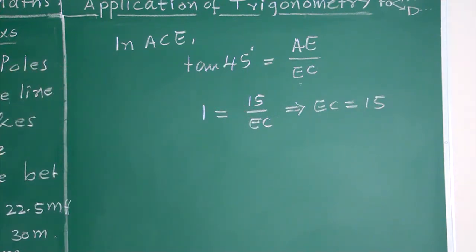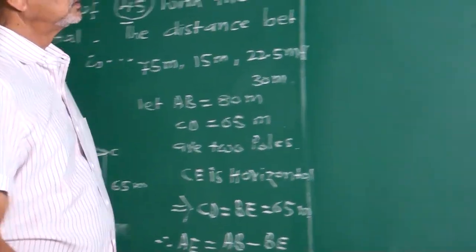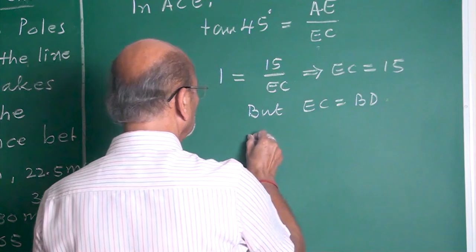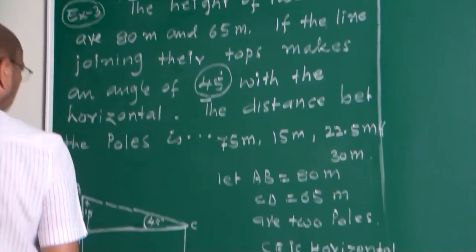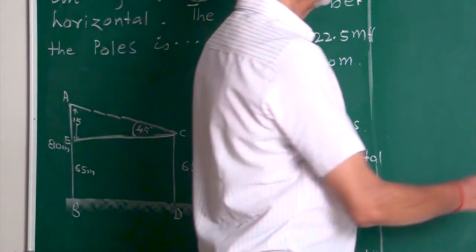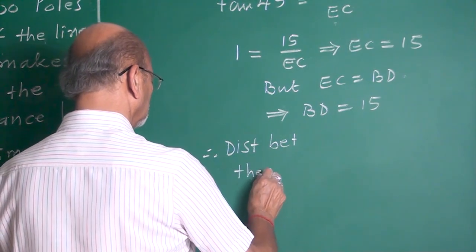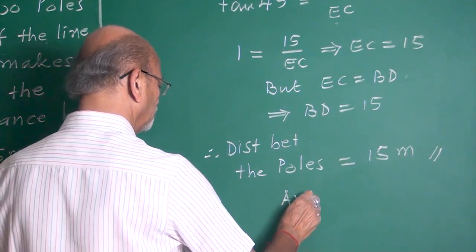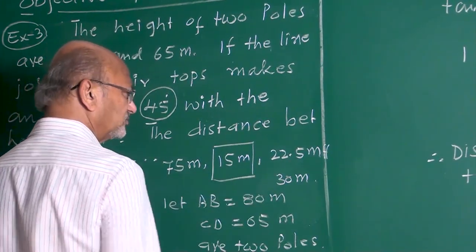But what is EC? EC is nothing but BD. This gives, my friend, the value of BD is 15. BD is the distance between the poles. Therefore, the distance between the poles is 15 meter. Which is the answer, my friend? Answer is B, the second option, 15.